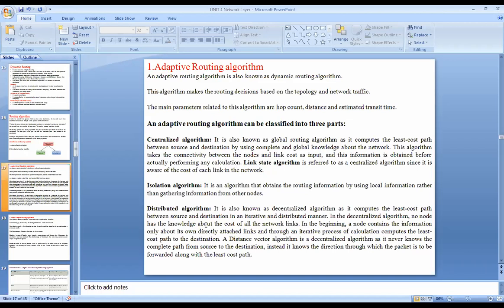Whatever decision has been taken, that has been taken centrally. So all the packets have to follow that particular route. Once that route has been decided, all packets follow that particular route itself.